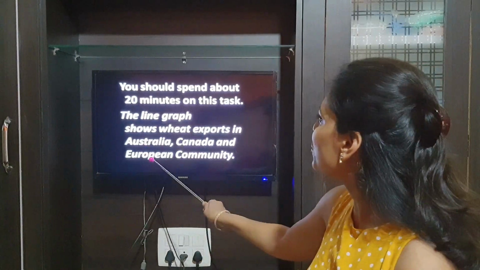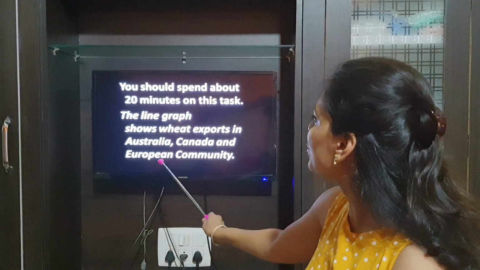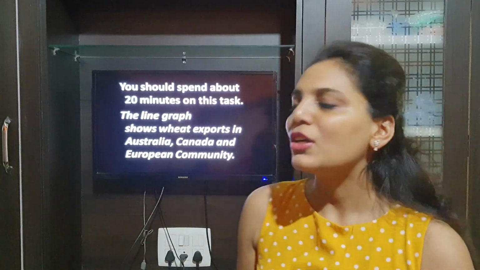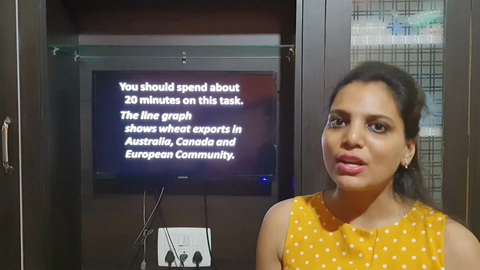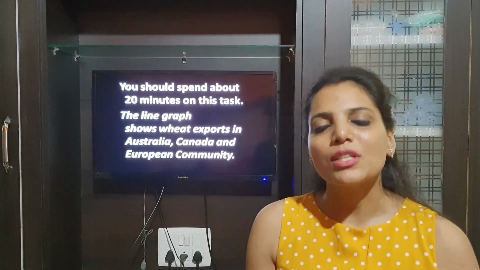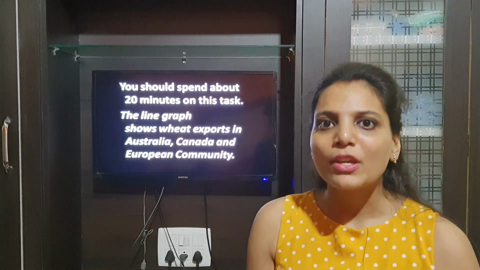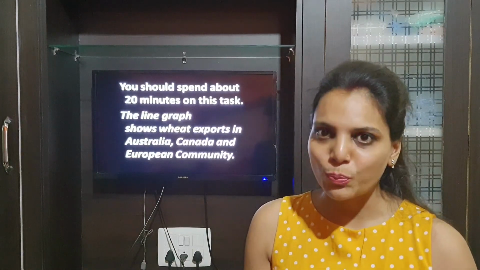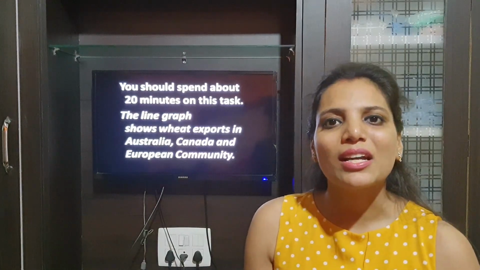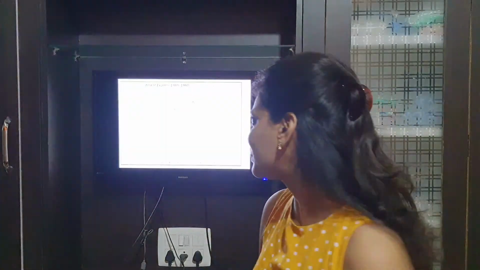The line graph shows wheat exports in Australia, Canada and European community. So there are two countries, Australia and Canada, and some communities of Europe or some countries of Europe, of which wheat export is presented in the line graph. So let us study the line graph first.